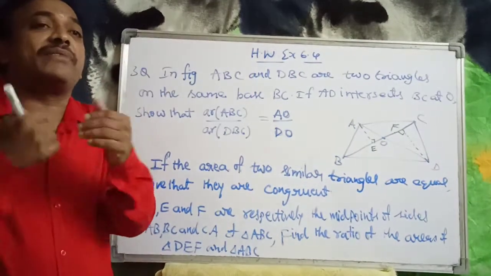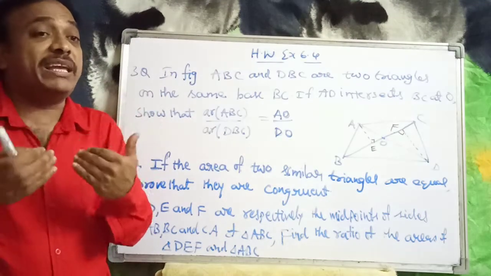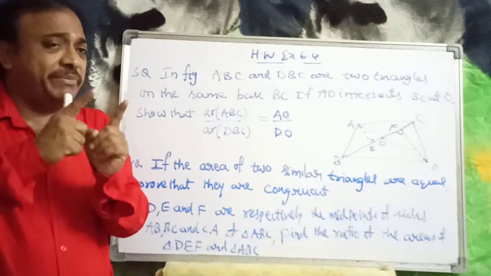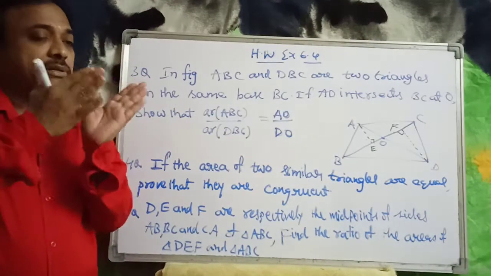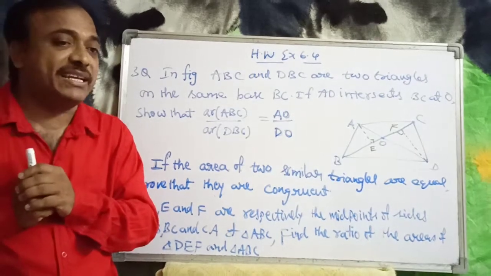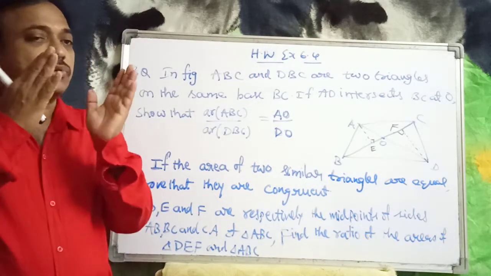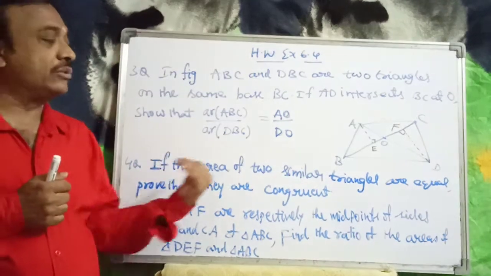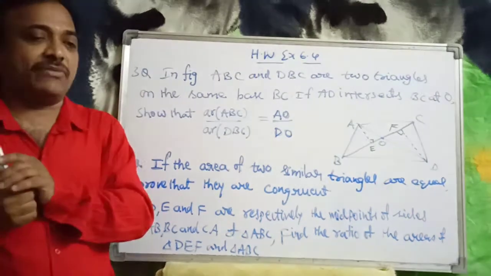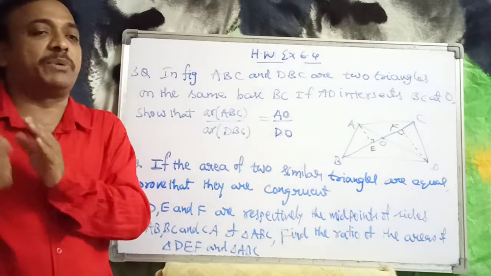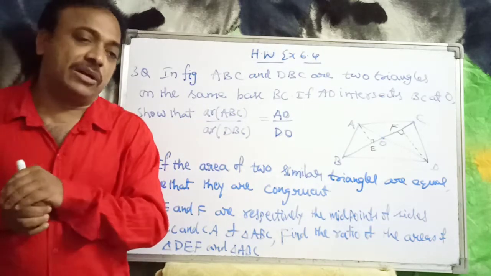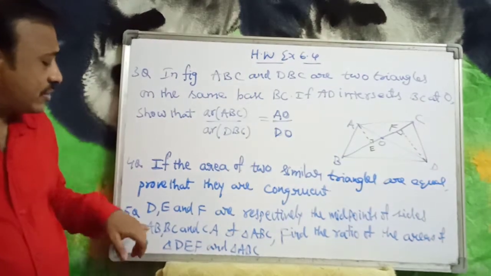The ratio of areas of two similar triangles, when both areas are equal, means the ratio will be equal to 1. The ratio of areas of two similar triangles will be equal to the square of the ratio of their corresponding sides. By using that, you can prove that the two triangles are congruent. That means you will get the corresponding sides are equal. Once the corresponding sides are equal, then by the SSS congruence rule, those two triangles are congruent. You can prove that. Next, question number 5.